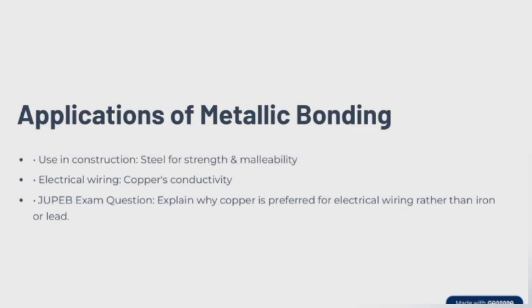So these are the major applications of metallic bonding. They make use of its ability to cause malleability, ductility, and even conductivity. These are the abilities that the metallic bond allows for, which leads to its application in different use cases.